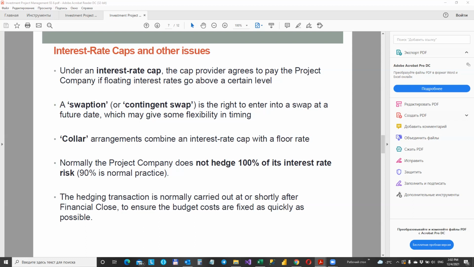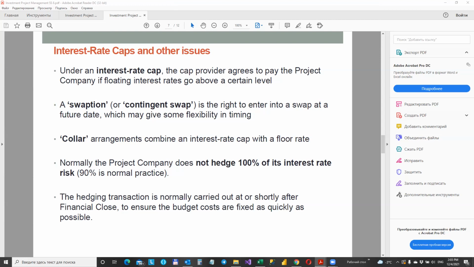If the floating rate goes above 5%, the cap provider pays the project company the difference between the two in the same way as the interest rate swap. For budget purposes, the project company thus can assume an interest rate cost of 5% fixed, and insofar as the floating rate cost comes out below this level, this is a bonus.